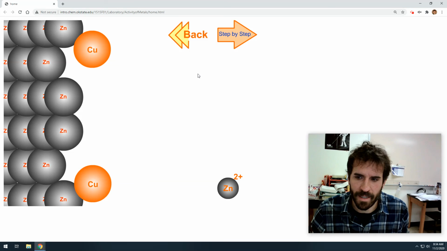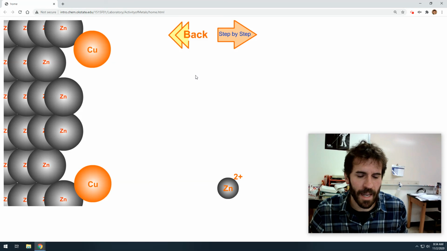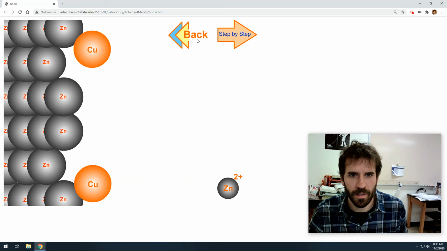Okay, so be thinking this entire time about which species is gaining electrons and which species is losing them, and this is an oxidation reduction reaction.